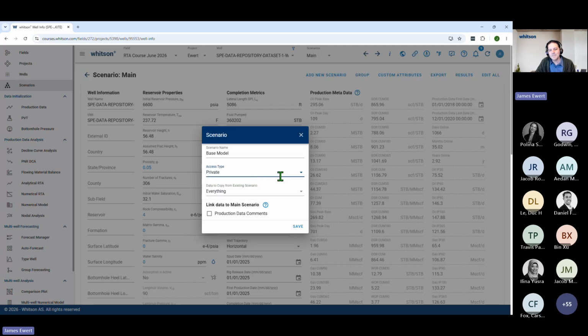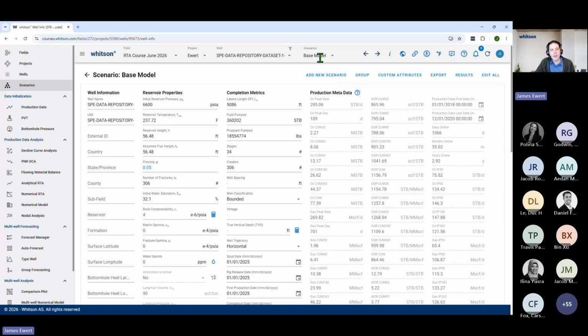I'm going to leave mine as private, and I'm just going to click Save. And now at the top of the screen, you're going to notice the project. My project's called Ewert. This is the well, it's the kite well, and we're in a scenario called base model. We could create many more scenarios if we wanted.